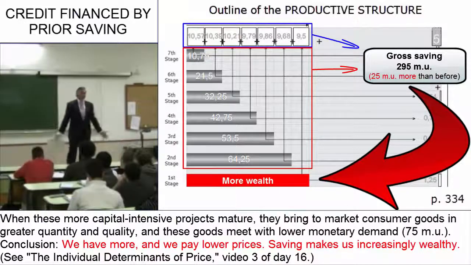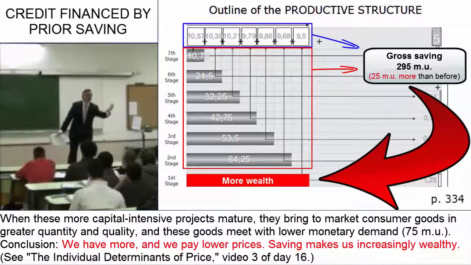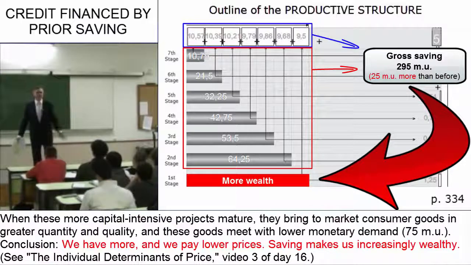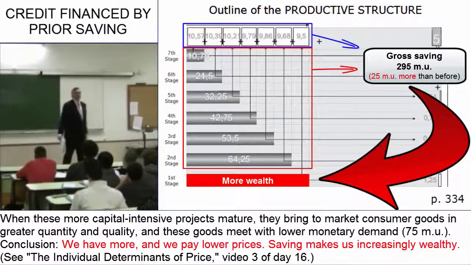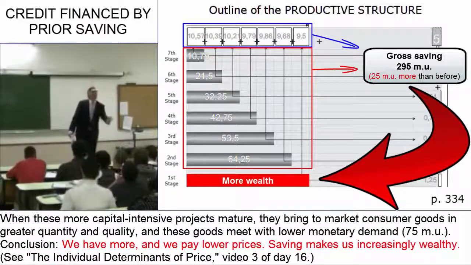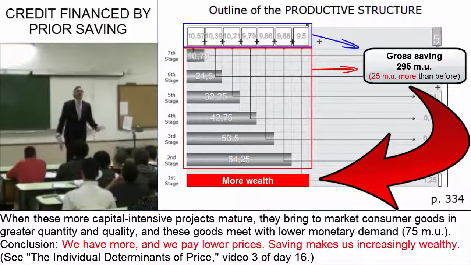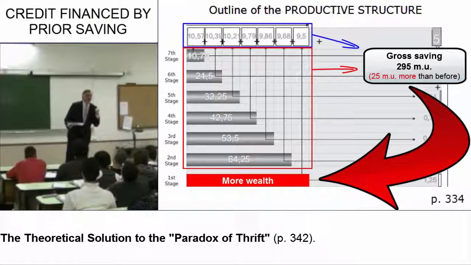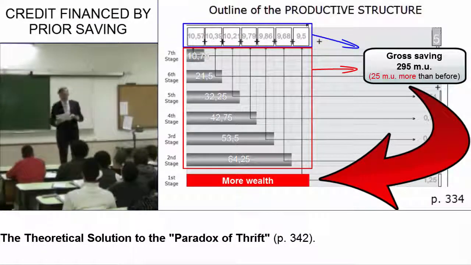Compare that with the Spain of 40 years ago, or with India or Haiti, where people harvest by hand and are very poor as a result. They lack capital goods because they have not saved. The secret to economic development is not consumption, but saving. Therefore, dear students, we have arrived at the theoretical solution to the so-called paradox of thrift.